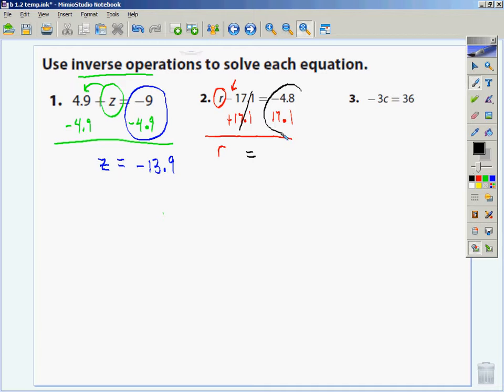And again, I would say be careful here. When I put a negative 4.8 and 17.1 together, is my answer going to be positive or negative? Positive. What do I do with the 2 numbers? Subtract them. 17.1 minus 4.8, which would be 12.3.